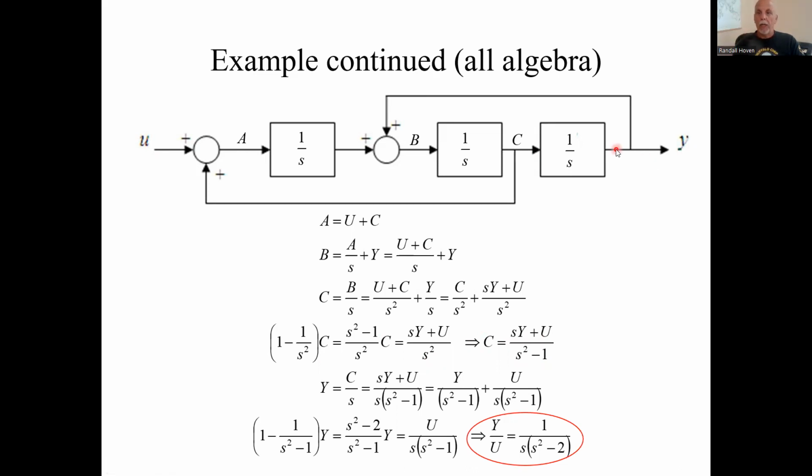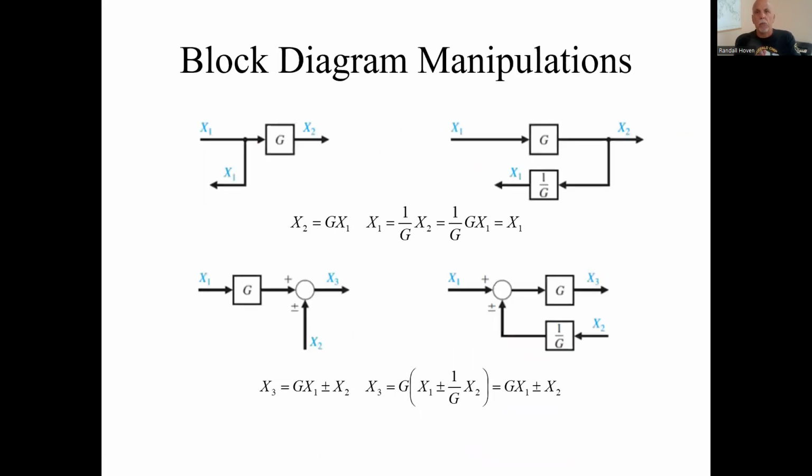And what is Y? It's C over S. Y equals C over S. We had what C was. And now we have Y in terms of itself, so solve for Y. We'll skip that algebra. Here is the overall transfer function, output over input, just by labeling the signals and doing the algebra. More for next time.